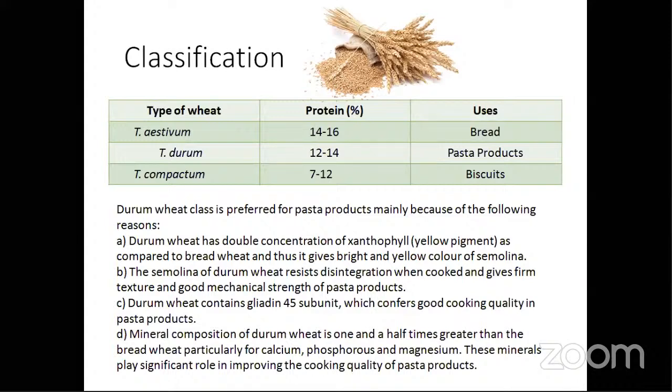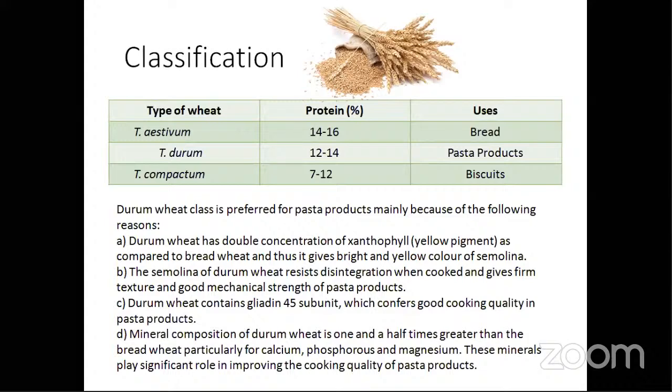Then the third major thing is it contains gliadin 45 subunit, which confers good cooking quality in the pasta product. And the last one is the mineral composition of durum wheat is 1.5 times greater than the bread wheat, particularly for calcium, phosphorus, and magnesium. And these minerals play a significant role in improving the cooking quality of pasta products. I think you must have got your answer now, Kirti. I got it. I understood.